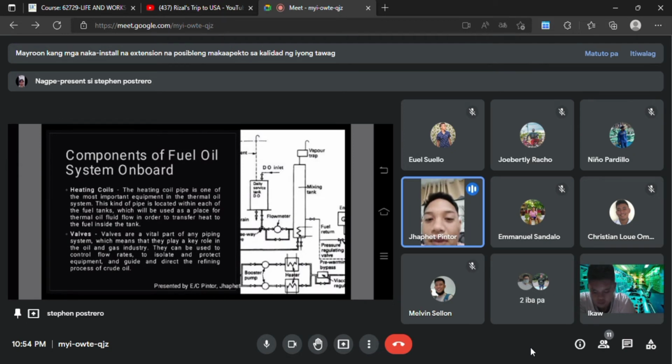And the valves. Valves are a vital part of any piping system, which means that they play a key role in the oil and gas industry. They can be used to control flow rates, to isolate and protect equipment, and to guide and direct the refining process of crude oil.